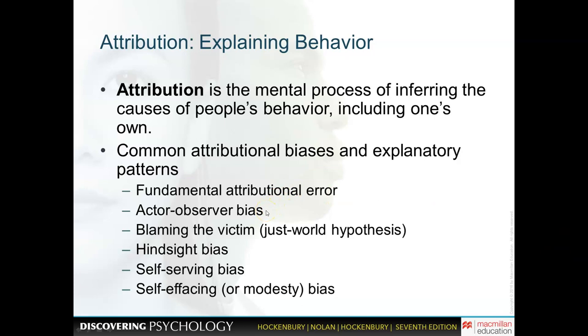The second bias is what's called actor-observer bias. That's when we attribute our own behavior to external situational characteristics, while we ignore or underestimate the effects of our internal personal factors. What I mean by that in easier language is, when we attribute our own behavior, we might say, hey, that's just the way I am. I tend to be a successful, motivated person. Well, that is actor-observer bias.